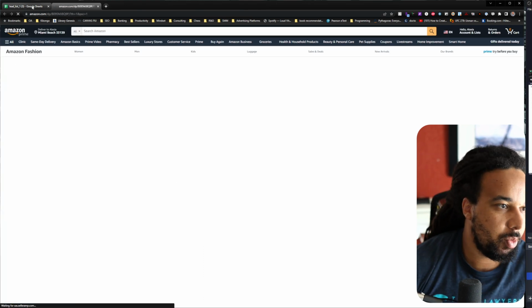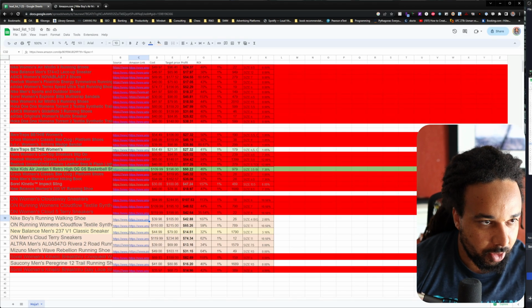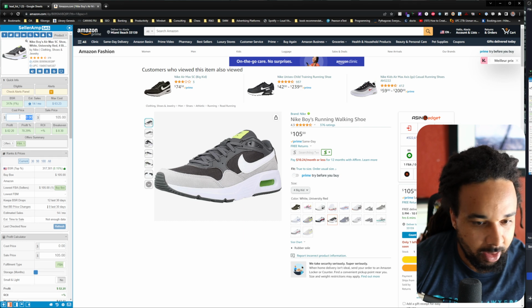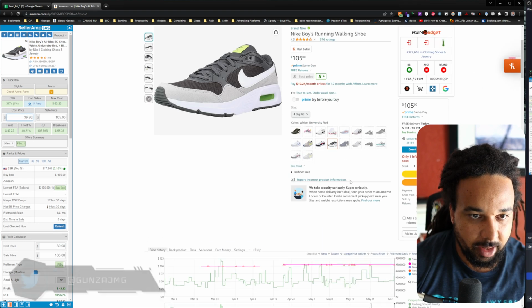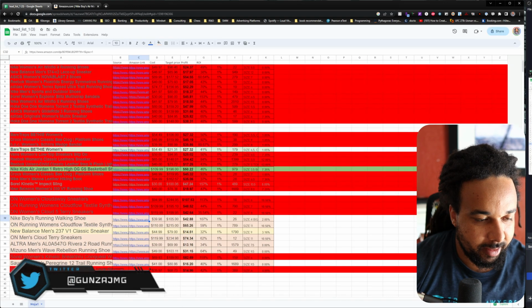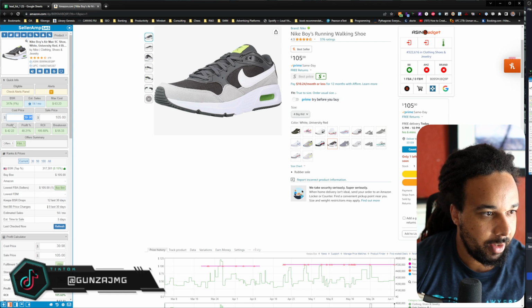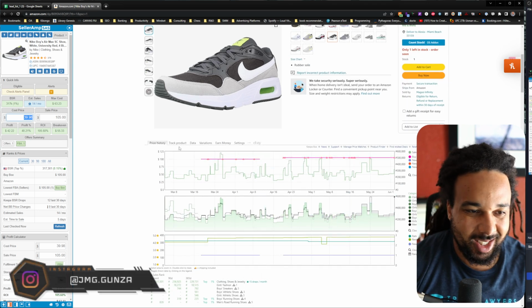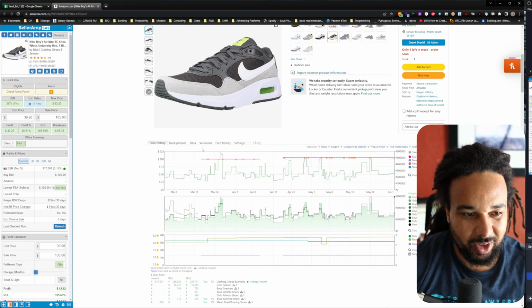Alright, so next one. Some pair of Nike shoes that we were supposed to sell at $105. We get them for $39.98. Size 4 big kids. The rank is a little bit high at 217. It goes down to 150.